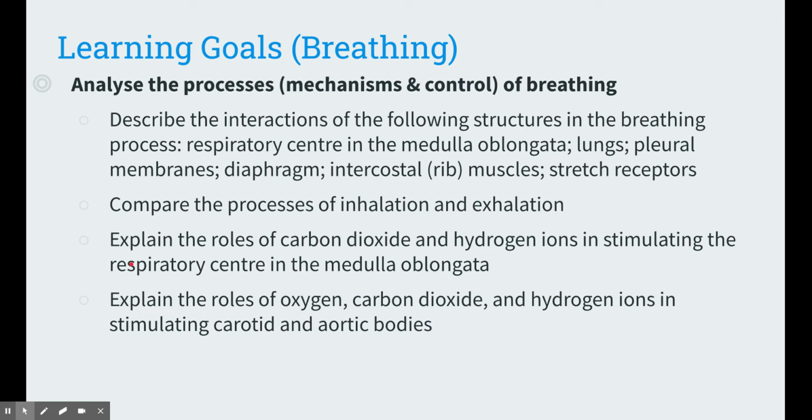From this lesson, you should be able to describe the mechanisms and the control of breathing, including the structures, the processes, and the role of the gases and molecules that are involved in stimulating or regulating the respiratory process.